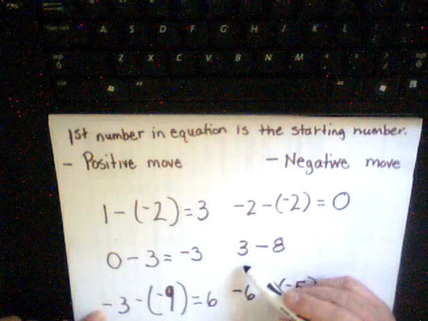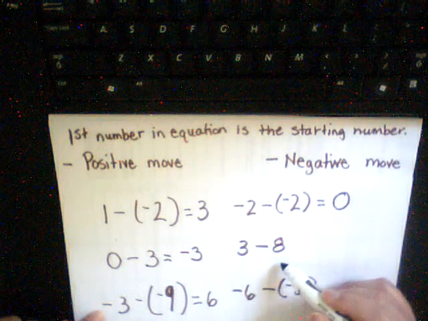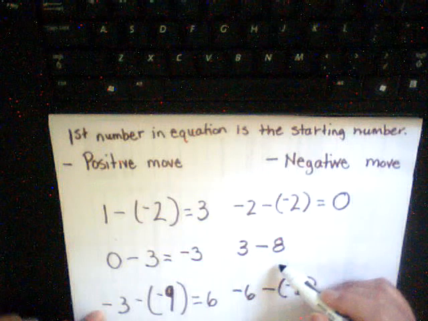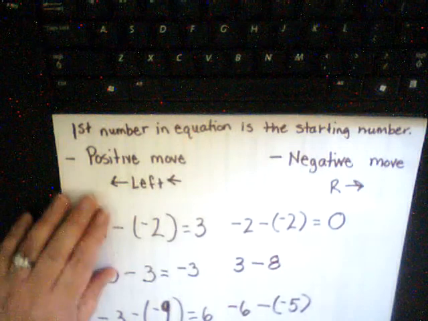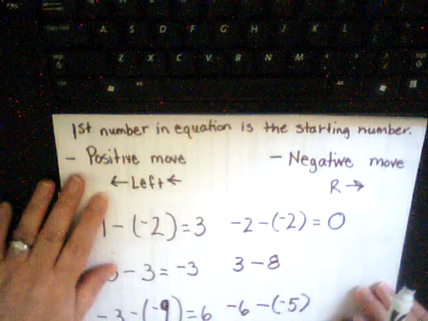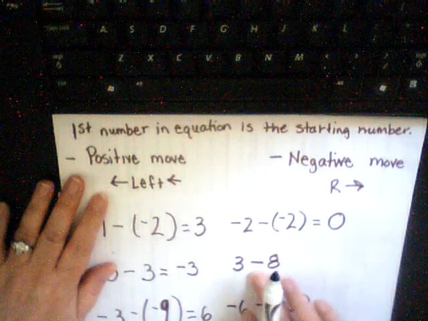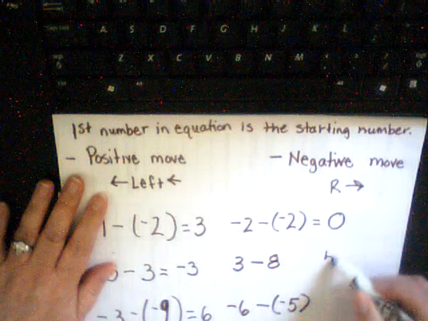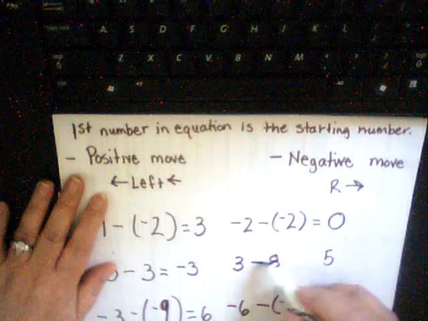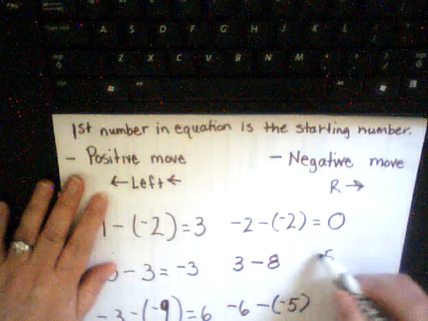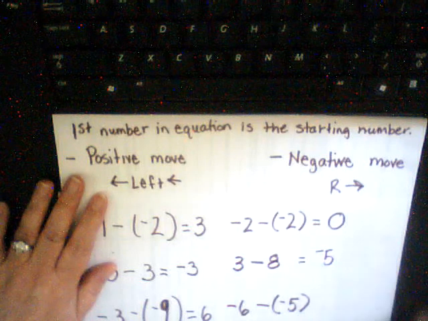Now you have a positive 3 minus a positive 8. When you're subtracting a positive, you move to the left. So 8 minus 3 is 5. And because we move to the left, that would be a negative 5.